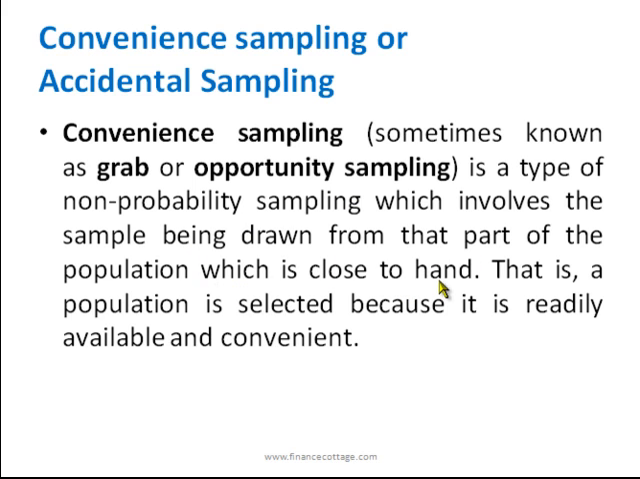Meaning if you want to distribute a questionnaire and you have very little time, what you can do is take the responses of the people who are very near to you. So the population is selected because it is readily available and convenient. Based on availability and convenience, we can do the sampling which is known as convenience sampling.